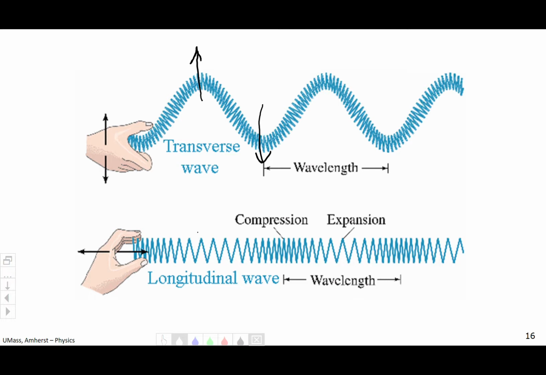And you can also compress a slinky. So here we can see that from here to here, the coils of the slinky are a lot closer together than from here to here. So that compression wave would be moving in this direction. The compressed part would be moving in the direction that the wave is moving.